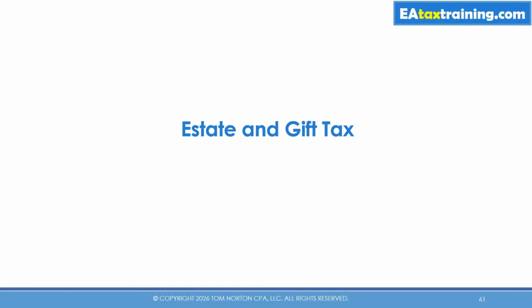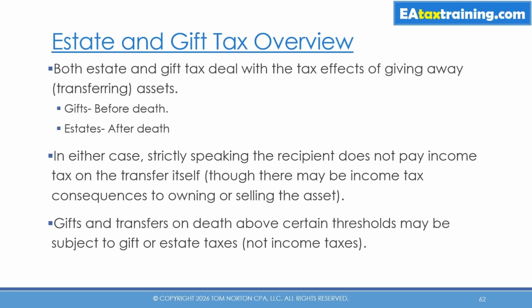Our next topic is estate and gift tax. Both estate and gift tax deal with the tax effects of giving away or transferring assets. A gift is given before the giver dies, and an estate is after the giver dies. In either case, strictly speaking, the recipient does not pay income tax on the transfer itself. So if you get $100,000 from a bank account from your parent who died, there is no tax on that. But there could be income tax consequences of owning or selling the asset.